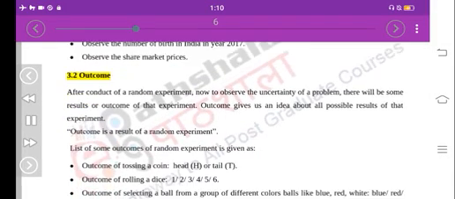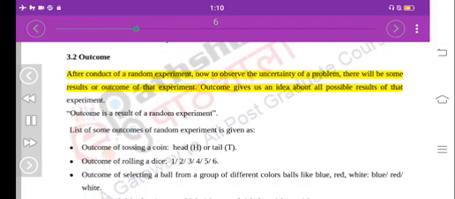3.2 Outcome. After conducting a random experiment, to observe the uncertainty of a problem, there will be some results or outcomes of that experiment. Outcome gives us an idea about all possible results of that experiment. An outcome is a result of a random experiment. A list of some outcomes of random experiments is given as: outcome of tossing a coin, head H or tail T.